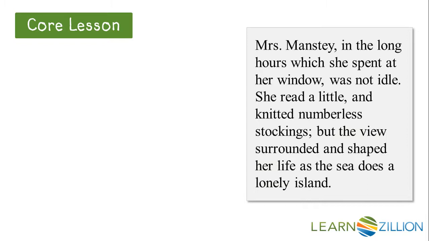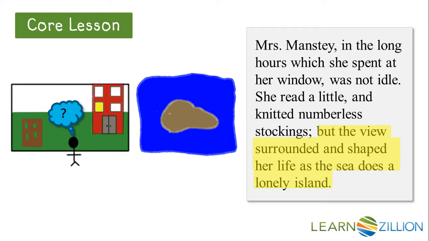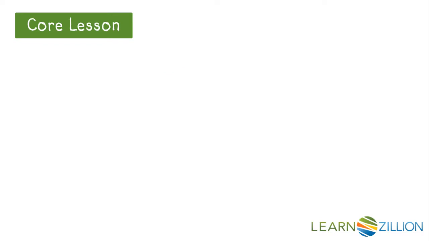Well, from the first section, I can tell that, like a sea which separates an island from the rest of the world, Mrs. Manstey's obsession with the view out of her room separates her from the outside world. She would rather sit by herself, looking out of her window, than converse with her visitors. This obsession with her view is causing her self-isolation.